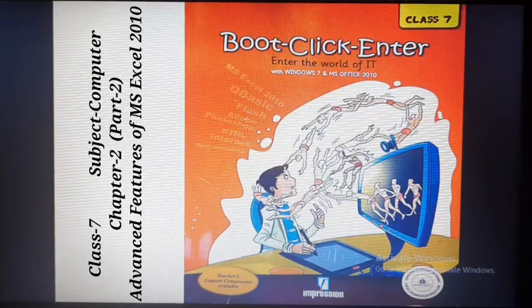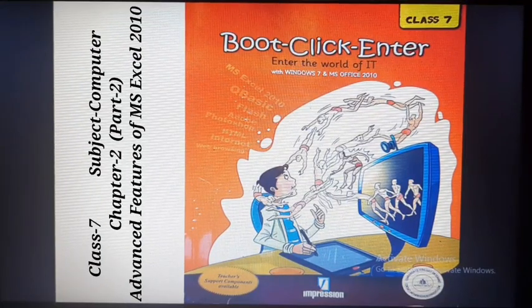Class 7 Computer, Chapter number 2, Advanced Features of MS Excel 2010.